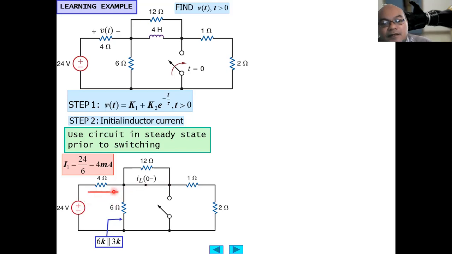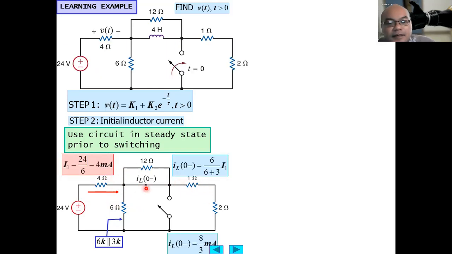The current here equals the current flowing to the 4 ohm resistor, just through the main branch: 24 divided by 4 plus 2 kilo ohm, or 6 kilo ohm. So the current is 4 milliampere.